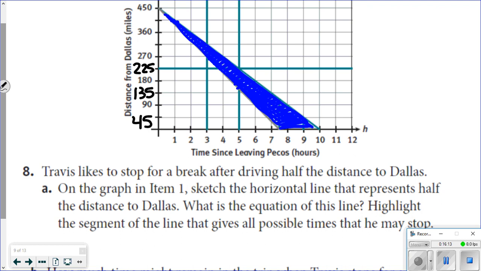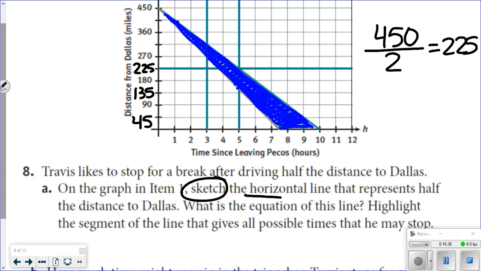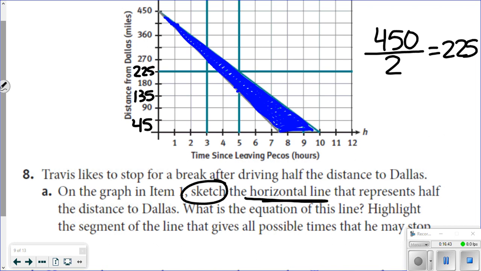Question 8 says that Travis likes to stop for a break after driving half the distance to Dallas. So what was the total distance? 450. So let's cut that in half, or divide it by 2, and we get 225. So on our graph, we're going to sketch a horizontal line this time that represents half the distance to Dallas. Okay, so I'm going to sketch it right here at 225.